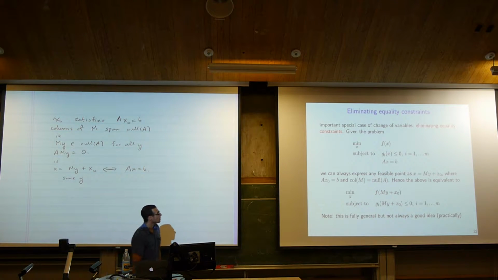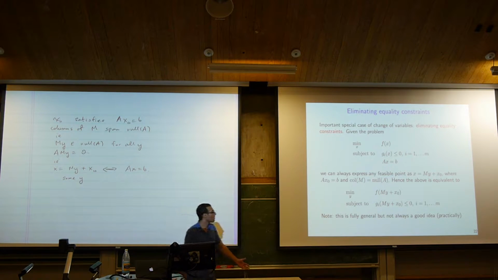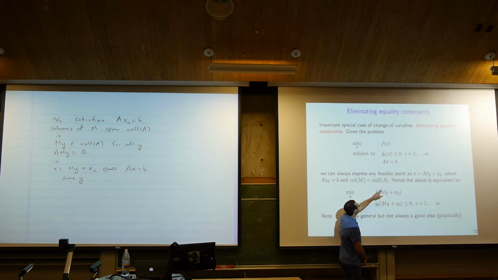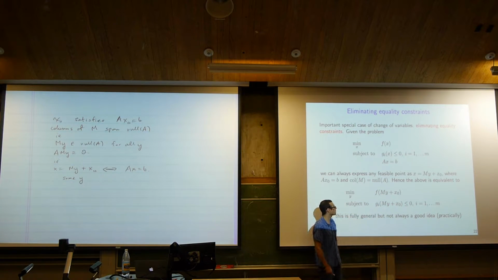So in other words, if we want to think about the problem in a different variable, we can think about it in the variable y. And where we see x, we have to replace it by My plus x naught, where x naught was just one solution. And in doing so, we've actually eliminated the equality constraints. You can see this problem doesn't have any equality constraints whatsoever. Okay, so this is a completely equivalent problem to the above.